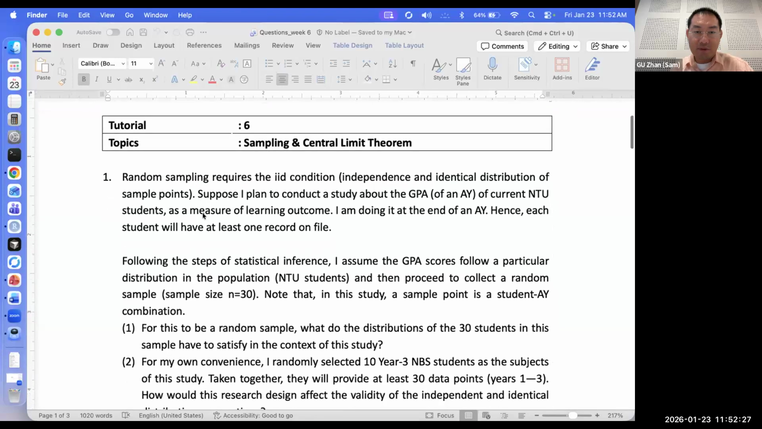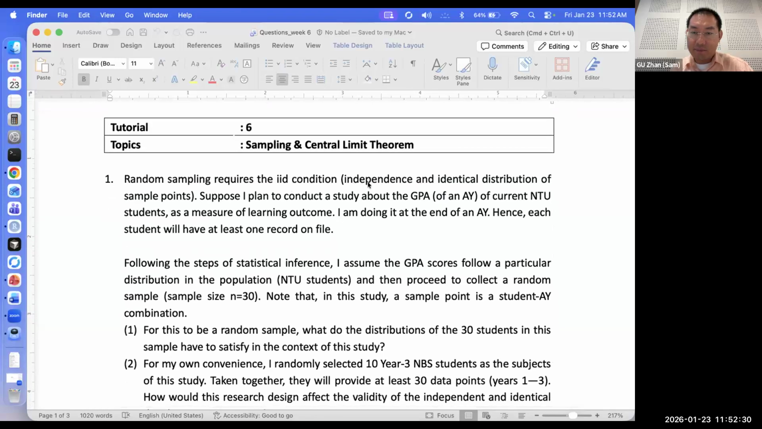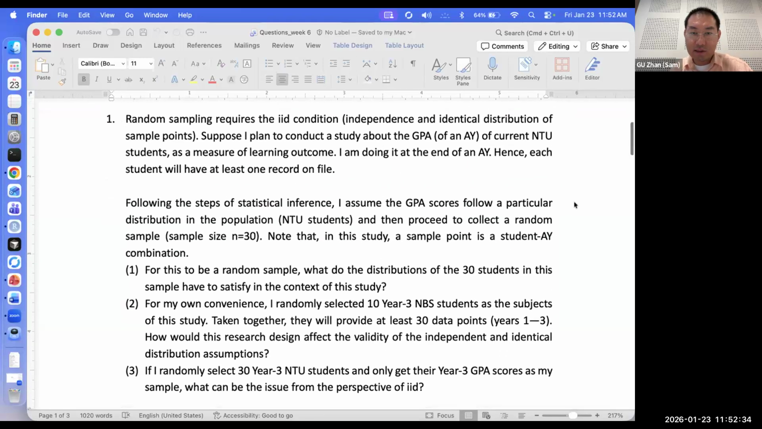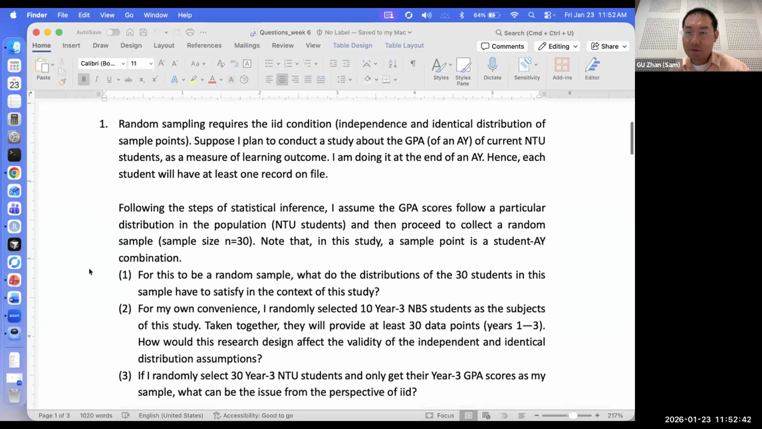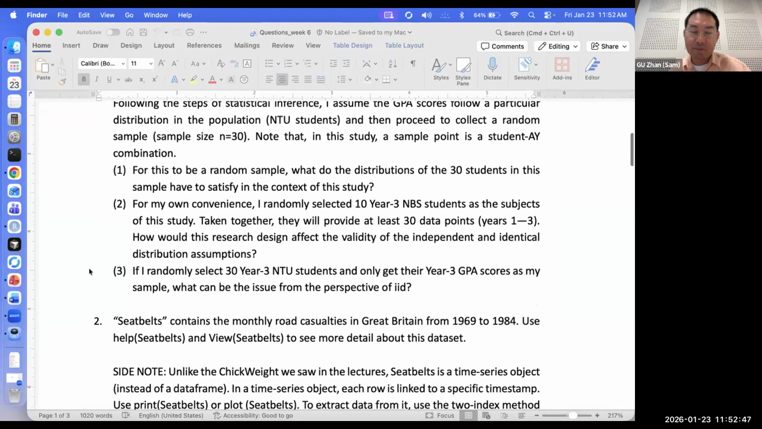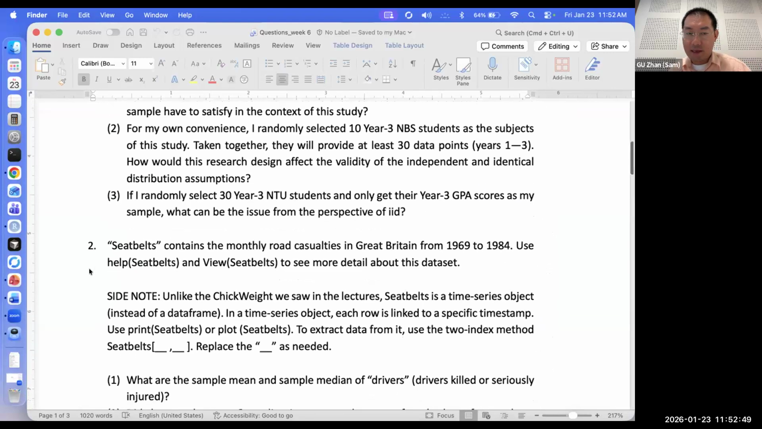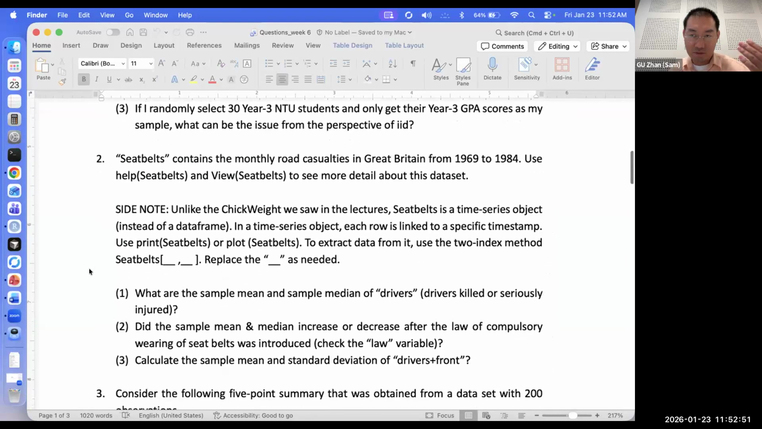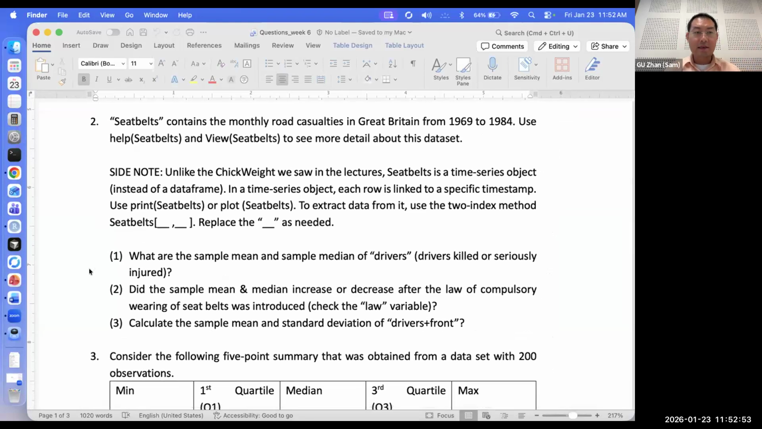Random sampling requires the IID condition: independence and identical distribution of the sample points. Suppose I plan to conduct a study about the GPA of the current NTU students. For the first one, refer to the reference solution, and with some help of AI, you can have a solid idea. Then we'll move on to question 2.